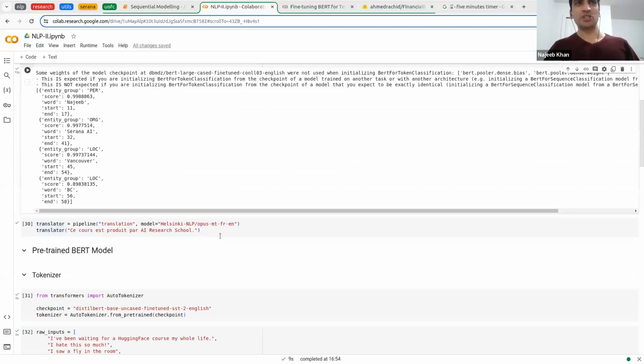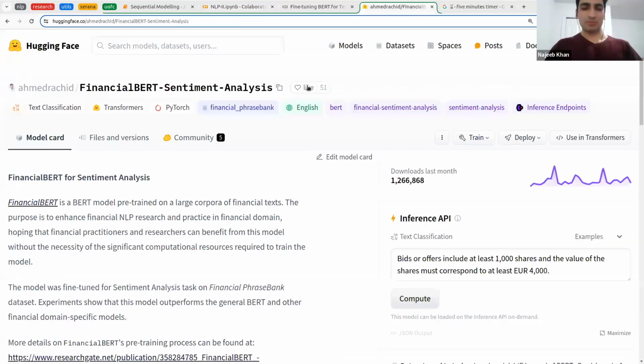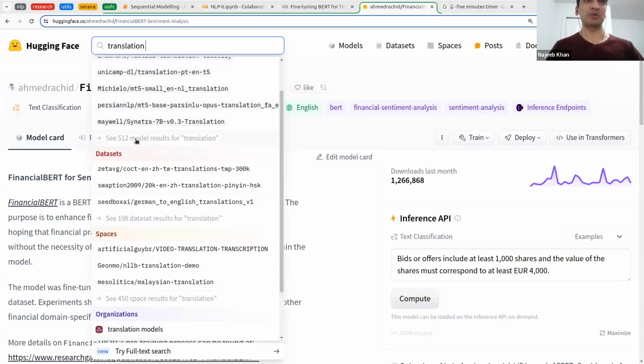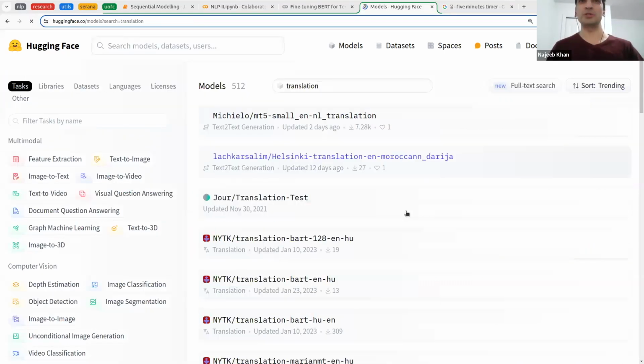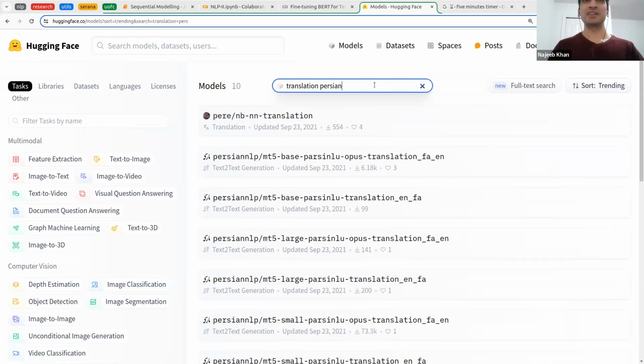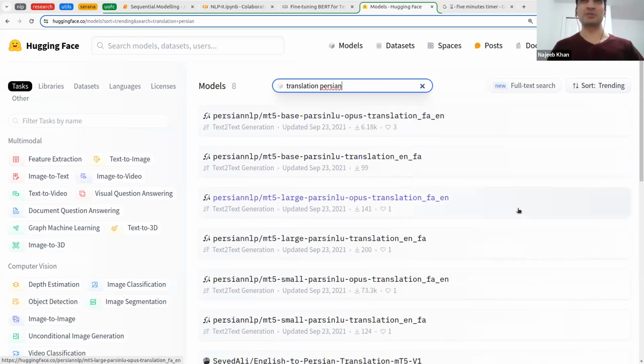And finally, you could do French to English translation with the translation task, and you can look up the model here. I'm wondering if there is a translation model for, let's say, translation from English to PT. I don't know what PT stands for, Portuguese or something. But you can look at what translation models are out there. There are 512 models in total. If I do, let's say, Persian, I don't know if there is one.